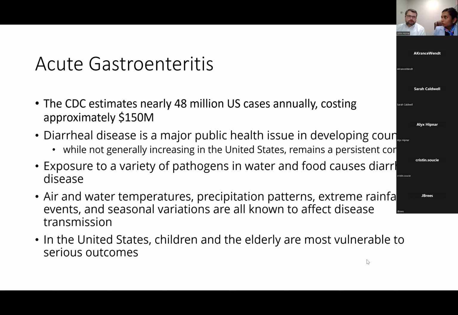And most of the time, young children are really affected because they get dehydrated really quickly. Not only do they get sick, but dehydrated with the viral illnesses and bacterial illnesses. And of course, elderly and immunocompromised patients.